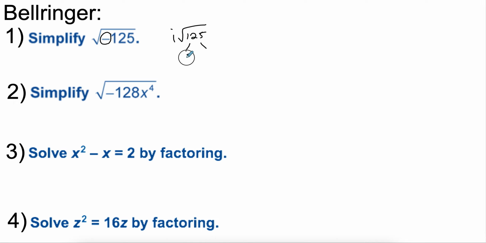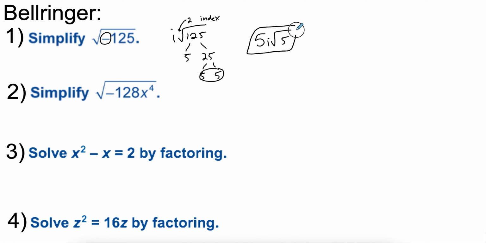So 125, that's going to be a 5 and a 25. Break that down to a 5 and a 5, and then remember we're looking for pairs because this is a square root. This little number that's implied here is a 2. That's called the index. So you're looking for a pair of numbers here since that's a 2. We'll work with cube roots and fourth roots later on, but that's why we're looking for 2. It's a square root. So the 5 comes out, we have the i, and then the square root of 5 is in the radical still. That's how we do that first one.